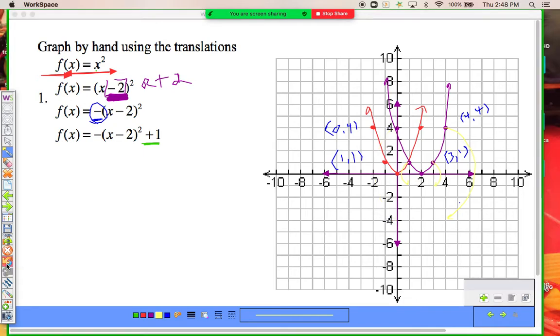All right, so I'm going to get rid of them so I don't have them on there. I'm going to take my ordered pair, 4, 4, and I reflect to the bottom. I change my y value, and I'm at 0, 4. 1, 1 reflects to the bottom as 1, 1. 2, 0 stays where it is, 3, negative 1, and 4, negative 4. So that negative outside my function is going to take all my points from the top and reflect them down to the bottom.